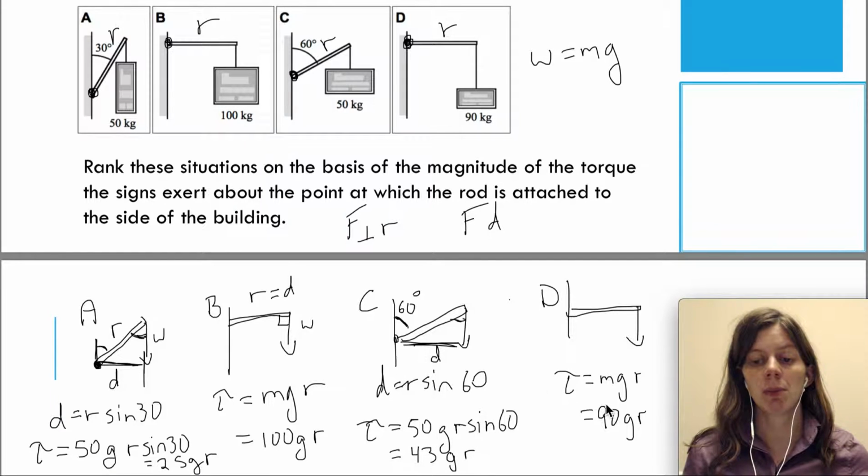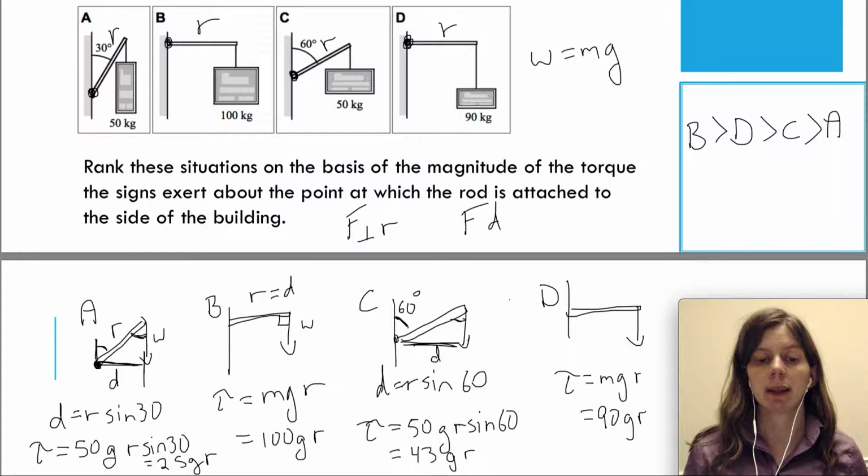So the g doesn't matter, the r doesn't matter, that's why they didn't give us the length of the rod here. Now we can rank them. B is the greatest, followed by D, 90 gr, followed by C, which is 43 gr, followed by A, which is 25 gr. So this is just an example to practice using the definition of torque.